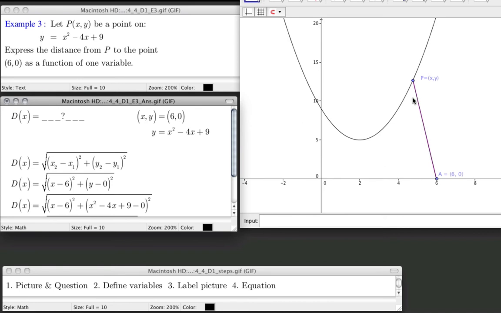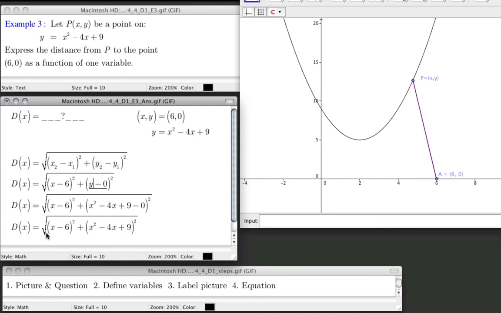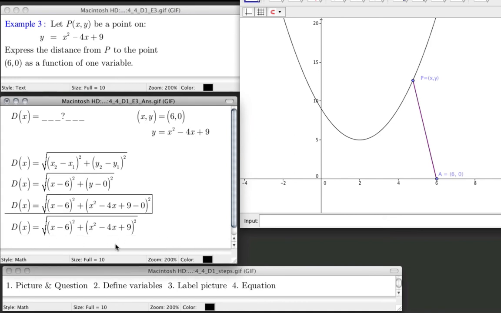The distance between those 2 points is a function that only has x's over here. You could simplify that a little bit, but I think that we've got enough information to satisfy the question that was asked. Write the distance in terms of just one variable x. X minus 6 quantity squared plus x squared minus 4x plus 9 quantity squared. So that's the third example.